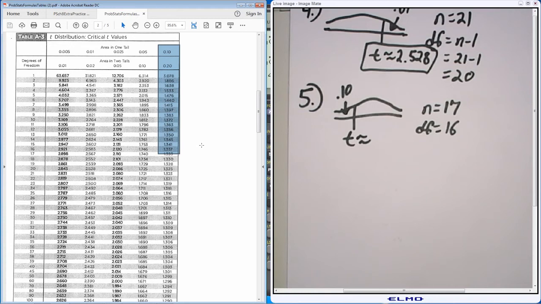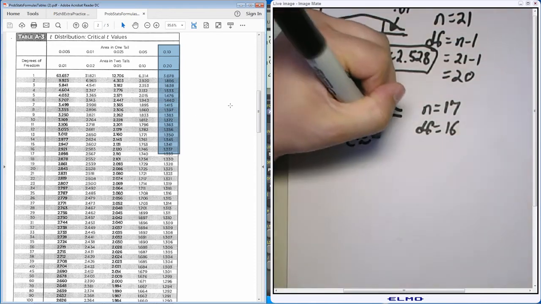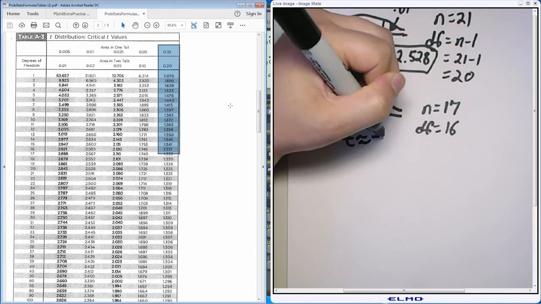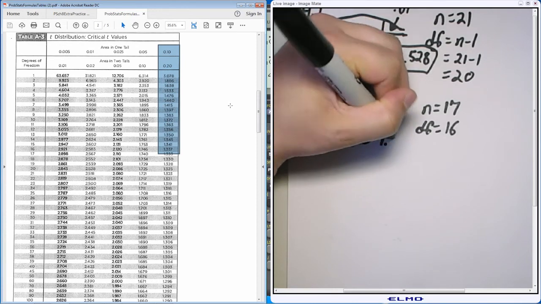However, notice that this is the left tail. The table only gives me the right tail, so I need to put a negative on it. So negative 1.337.